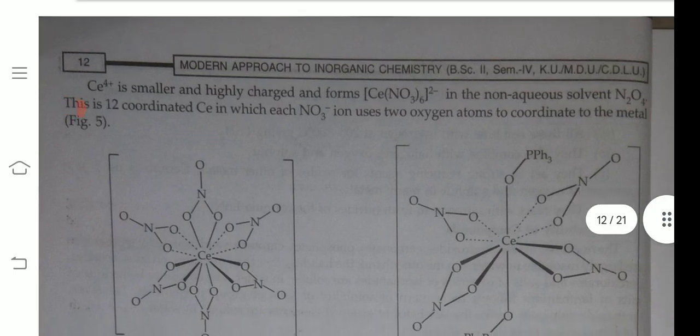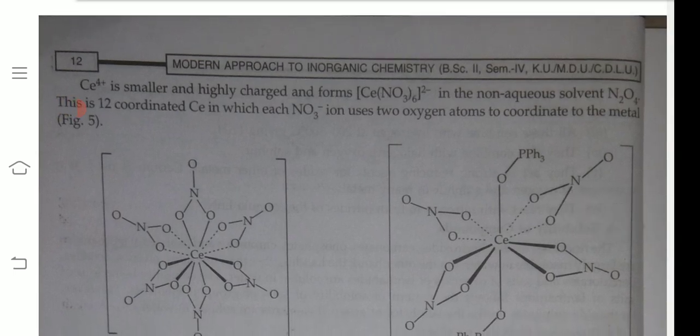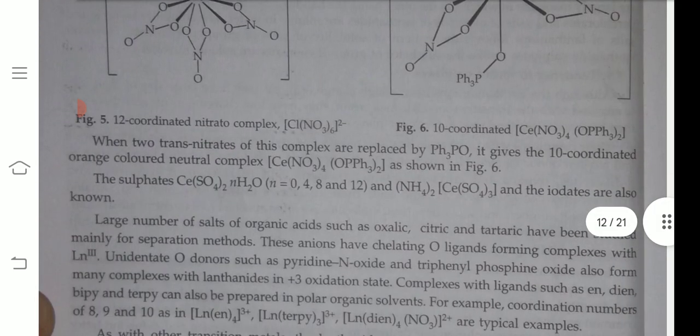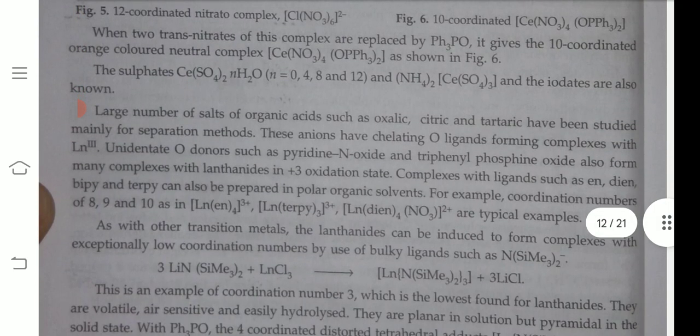Ce4+ is smaller and highly charged and forms Ce(NO3)6 2- in the non-aqueous solvent N2O4. This is 12 coordinated cerium in which each NO3- ion uses 2 oxygen atoms to coordinate to the metal. When two trans nitrates of this complex are replaced by triphenylphosphine oxide, Ph3PO, it gives the 10 coordinated orange colored neutral complex.